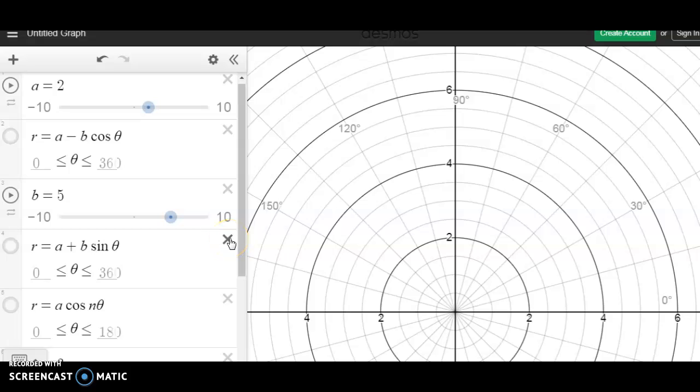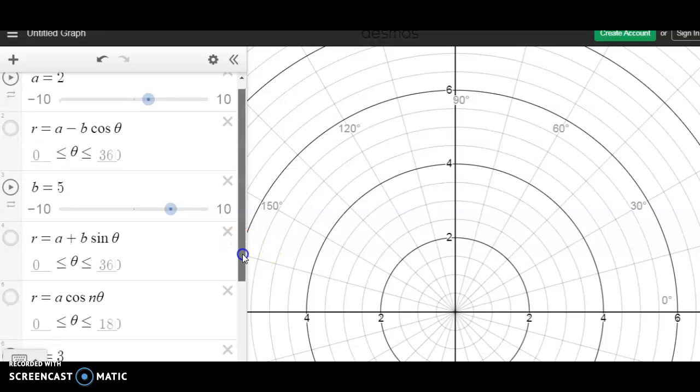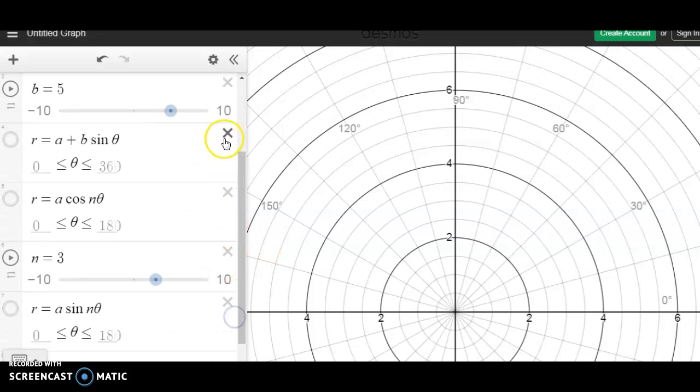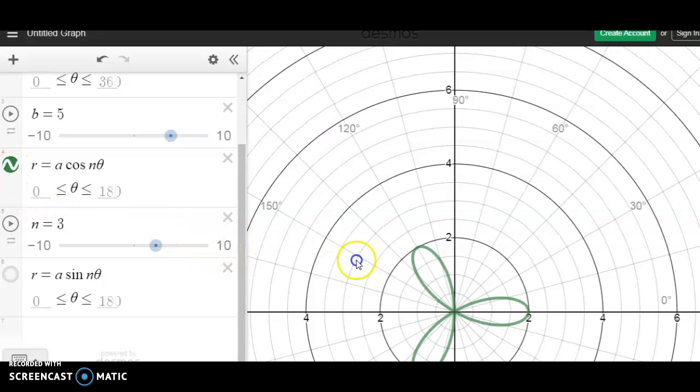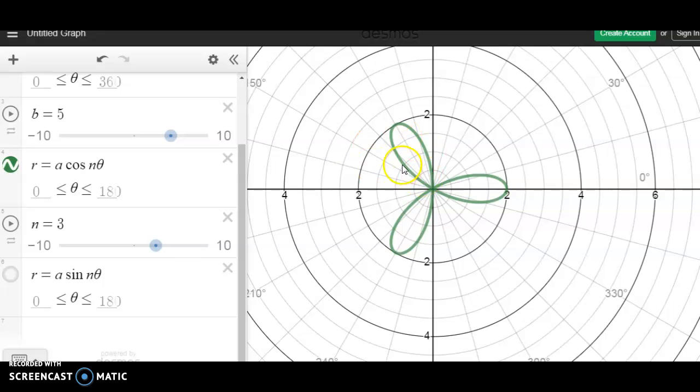So the last one that we're going to deal with, our graph is an n-leafed rose. Okay, so notice what I mean by that. So I'm going to pop this up. Notice that here's a lovely flower. So here's our cosine flower with n equal to 3. And again, my A value is just a 2.